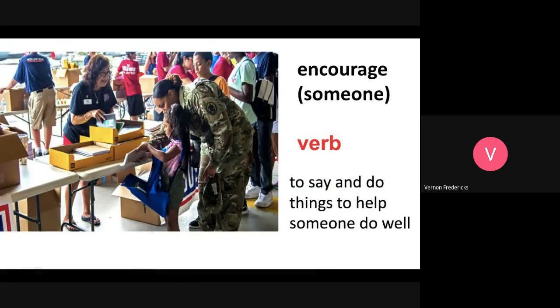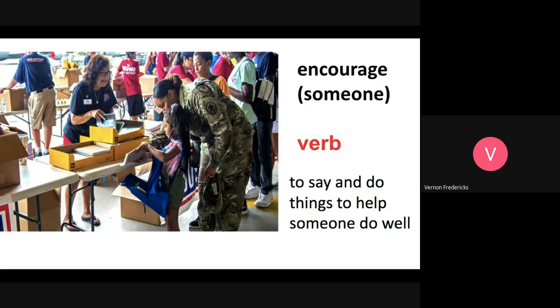Next word is encourage. Encourage someone. The word form for encourage is a verb. To say and do things to help someone do well.